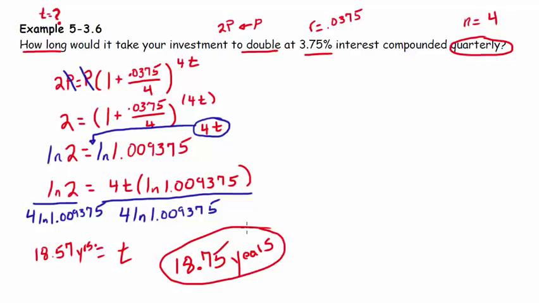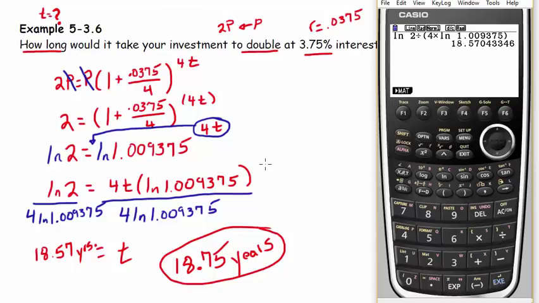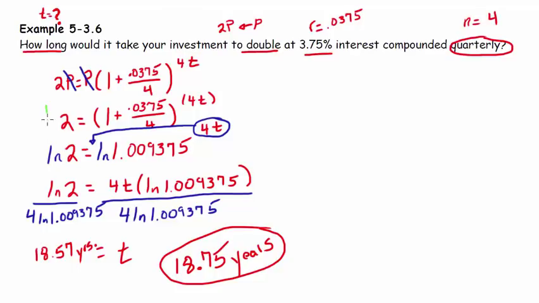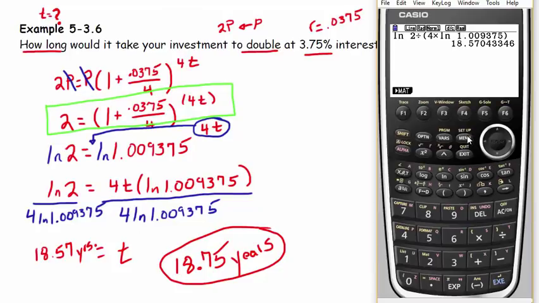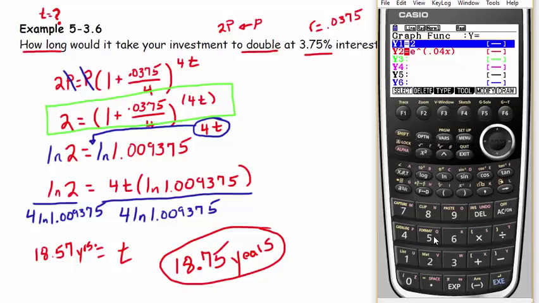Okay, now if all of this algebra that we did here is hurting your brain, we can enter this into the calculator at this step right here and find the intersection. So let's see if we can do that. I'm going to go to my graph menu. In y1, I'll put the left hand side 2. In y2, I'm going to enter my equation. But just make sure that you have parentheses around that exponent.